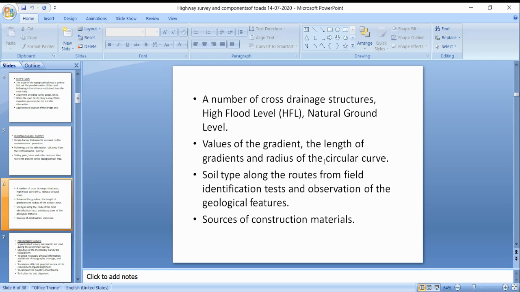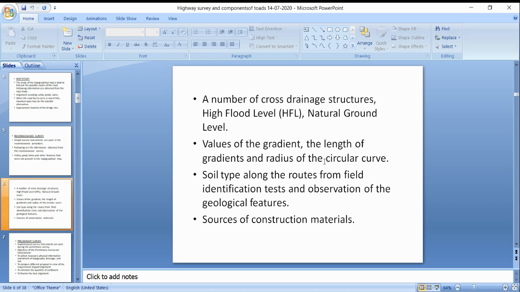Then we can get to know the nature of the ground level. Next come the values of gradient, the length of the gradient, and the radius of the circular curve. If any curves are there, how much radius we have to take for that curve. And the soil type along the routes, from field identification tests and observation of the geological features. So here soil type is also most important.